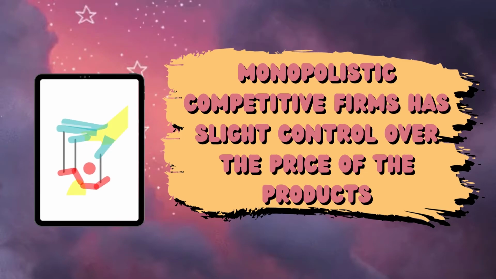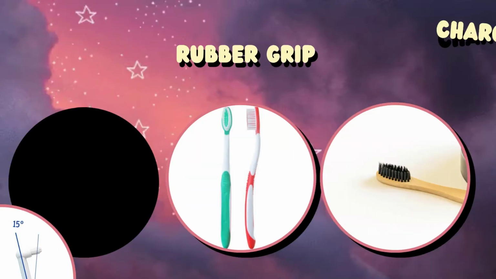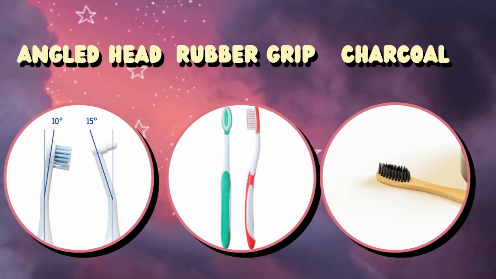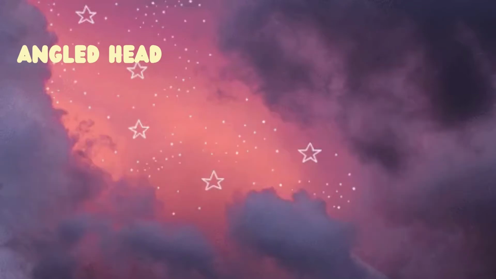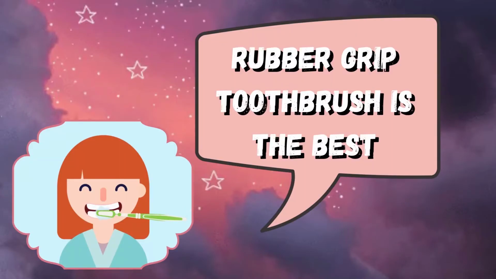Not a lot of control because the products are still highly similar, but a little control. For example, the toothbrushes are toothbrushes with small differences, like angled heads or rubber grip handles or a charcoal toothbrush. If I, as the customer, believe that the rubber grip handle is the key to good dental health, then the rubber grip handle toothbrush manufacturer will be able to get me to pay a bit more for the product than for any other kind of toothbrush. Not too much more though, or I'll switch to a close substitute.